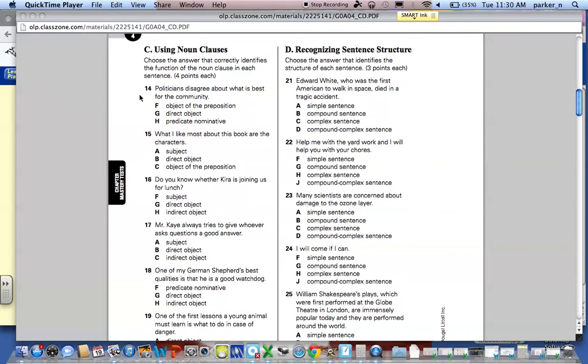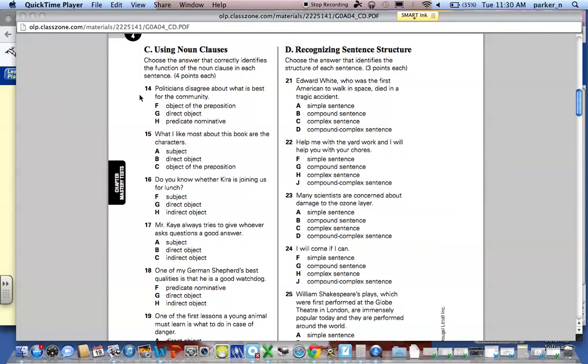Let's look at part D, recognizing sentence structure. We want to look at the structure of the sentence. So we're going to identify how many clauses are in each sentence and whether they are independent or subordinate clauses. This time we don't have to think about are they noun, adjective, or adverb clauses. So there you go. You're welcome.